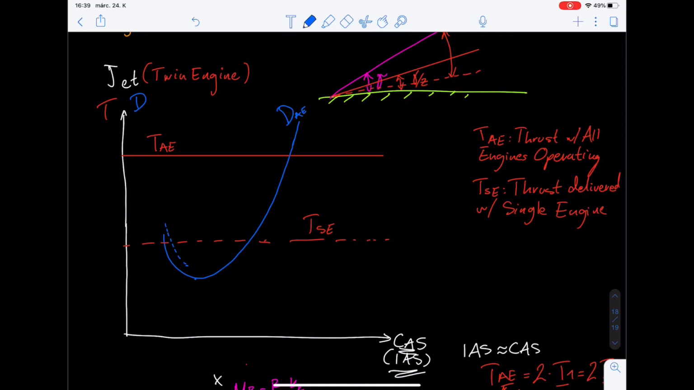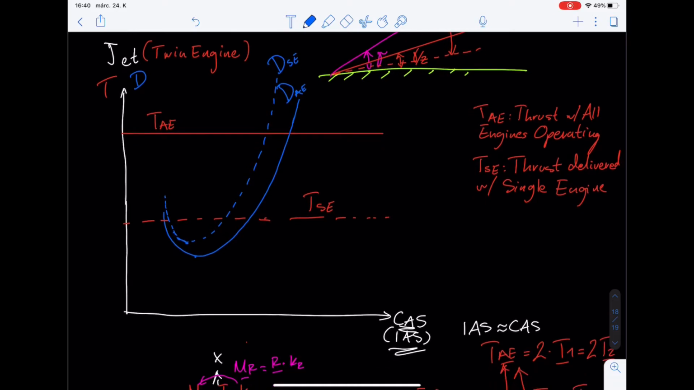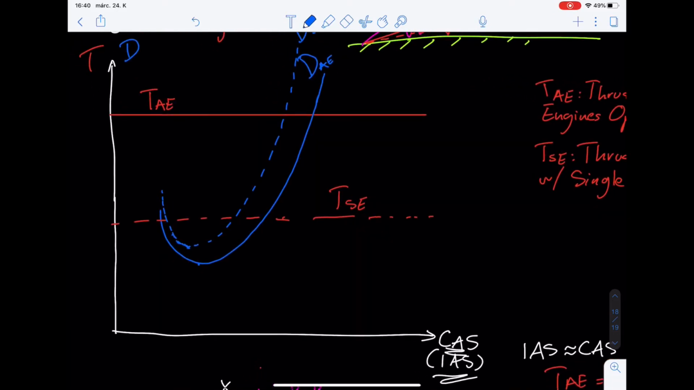Of course, the stall speed is unchanged. So of course we would have a bit more depth in this part of the curve, and it would look like this. And we could say that this is the DSE. So the drag would essentially increase.